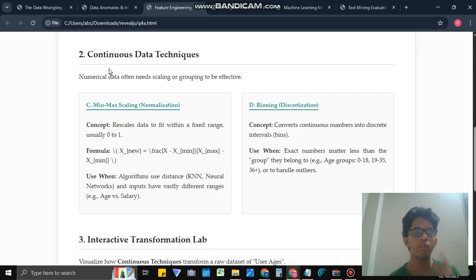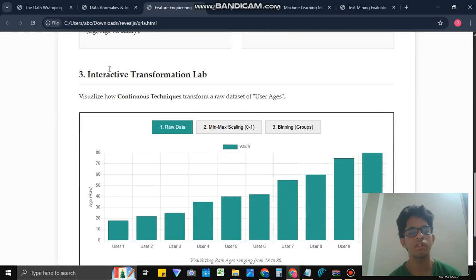In continuous data techniques, we have min-max scaling and binning. We have already discussed these two before, but we can always revise. The concept is min-max scaling rescales data between 0 and 1, whereas binning converts continuous numbers into discrete intervals, that is, bins.